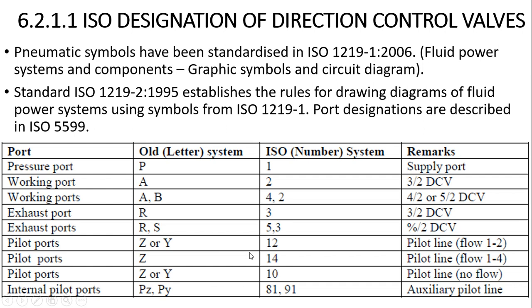Pilot ports are used for changing the position of the direction control valve, which we will see in the working. Pilot port Y or Z is 1 0, that means pilot port no flow. So 1 is connected to 0 means there is no flow, there is only pressure flow. So we can say that this position is nothing but a null position.